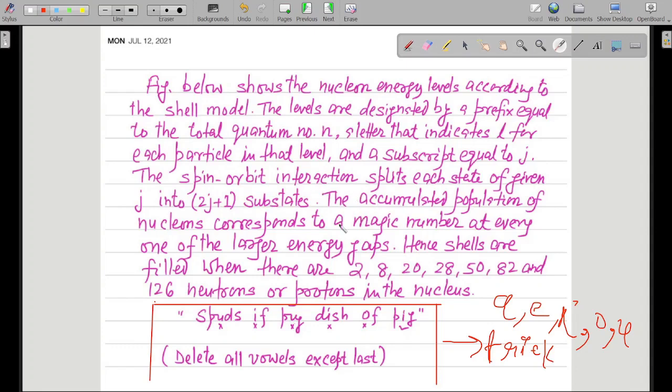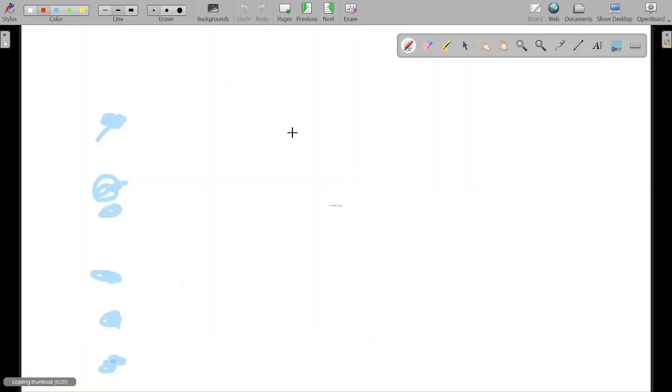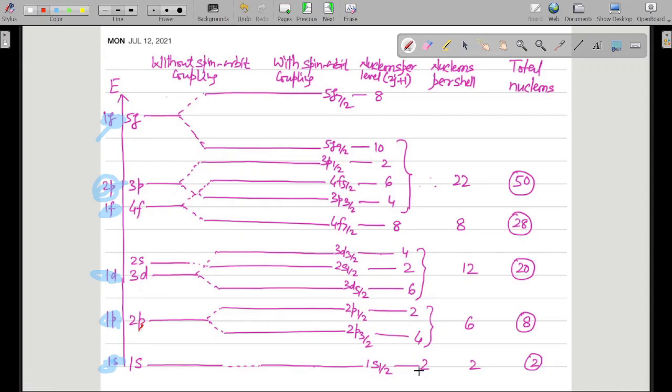Now the accumulated population of nuclei corresponds to the magic number at every one of the larger energy gaps. Okay, so this was already done. Now, I was telling you the trick. So 1s was done, now we will encounter p. After s there is p, so we have written p. Now we have already encountered the magic number 2, so that's why we are writing this to be the second shell. So it is 2p.